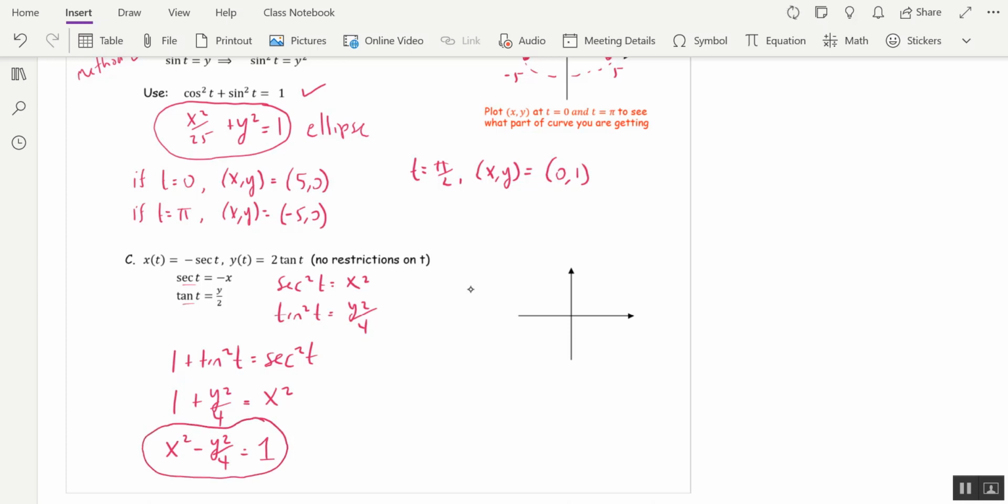And that's a hyperbola. And I know it opens left, right. Well, there's no restrictions on t, so I'm not just going to make these bold. It opens left, right, because I can set y equal to 0 and I get x equals plus or minus 1, so that's a 1 here. And since there are no restrictions on t, I'm getting the whole hyperbola.